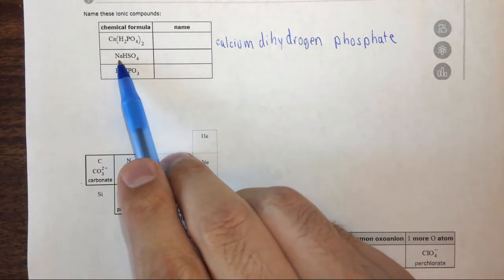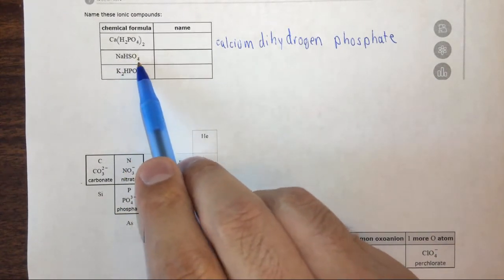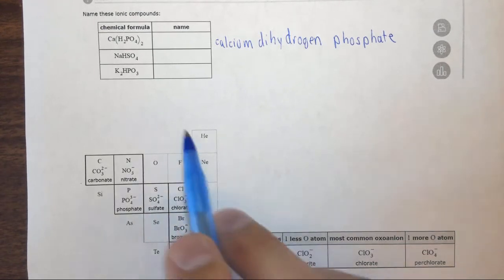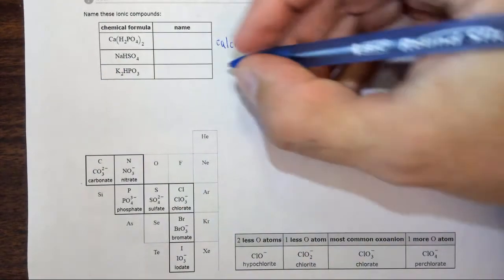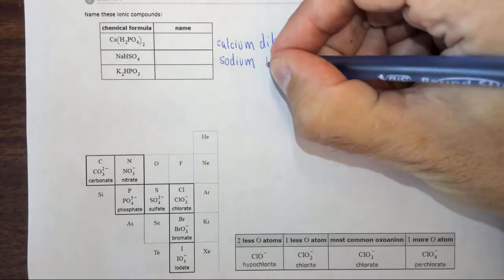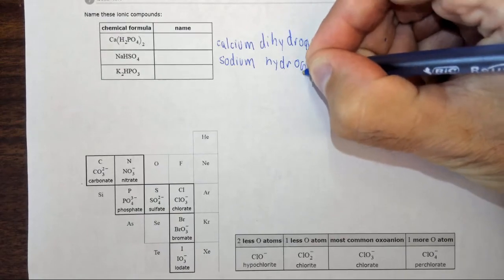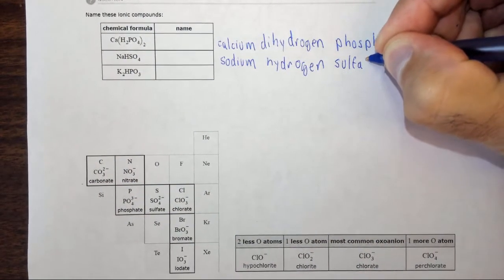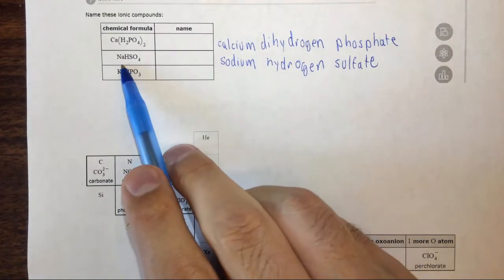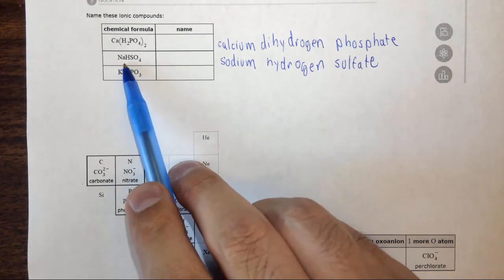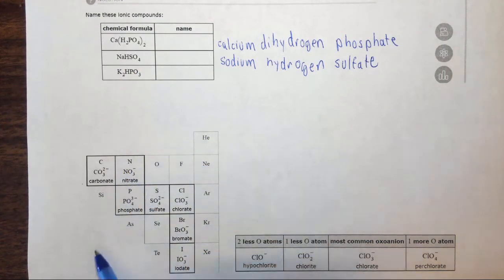In the next case, we have a sodium, a hydrogen, and then this polyatomic ion is sulfate, which is again the most common oxyanion of, in this case, sulfur. So this can be called sodium hydrogen. There's not 2, so we don't use di here. So just sodium, hydrogen, sulfate. Note that this may also be called sodium bisulfate. That's another way that this can also be named.